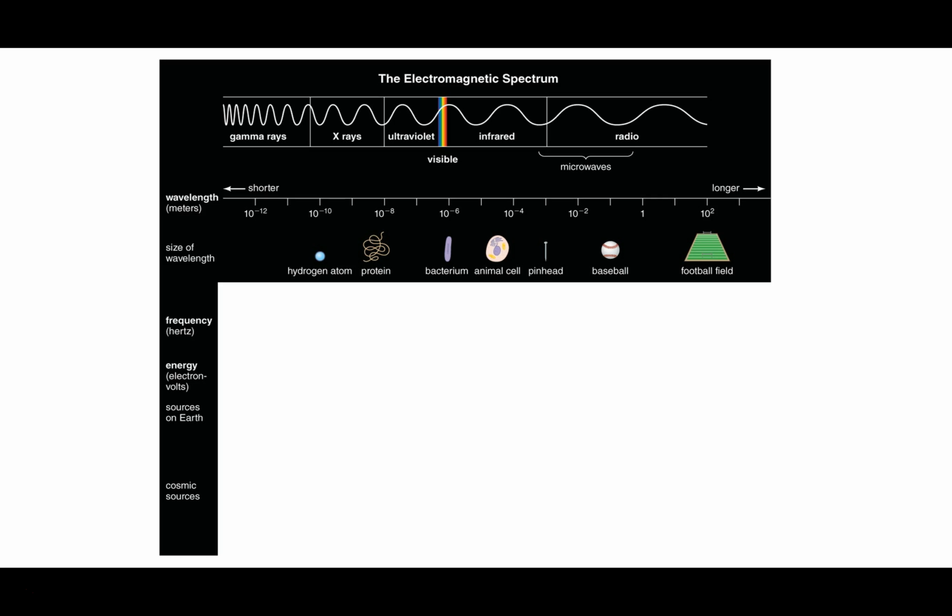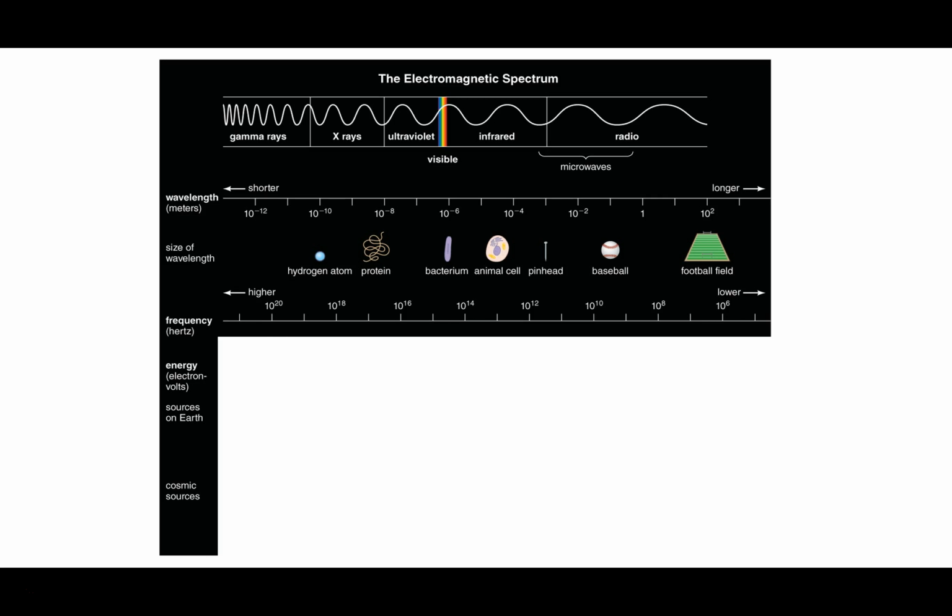So down here, what sort of object would be that size? Well, a football field or longer than a football field. Okay. A baseball here, but for visible light, check this out. The wavelength's about the size of a bacterium. Between X-rays and ultraviolet, protein, hydrogen atom. Okay. So hydrogen atom is pretty darn small, and I guess a piece of a hydrogen atom, like an electron or something, might be the gamma rays.